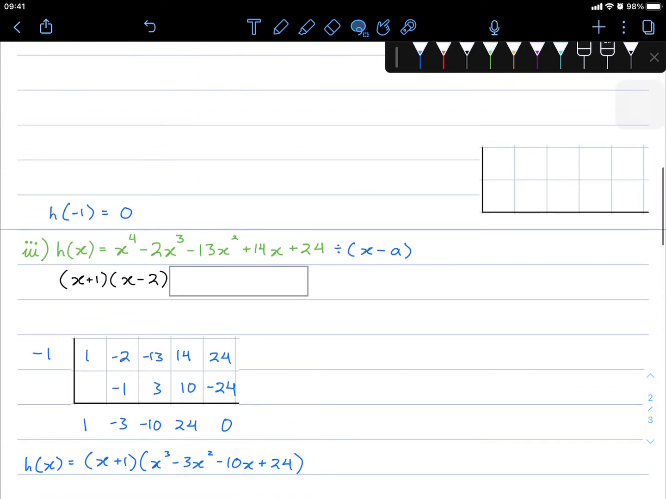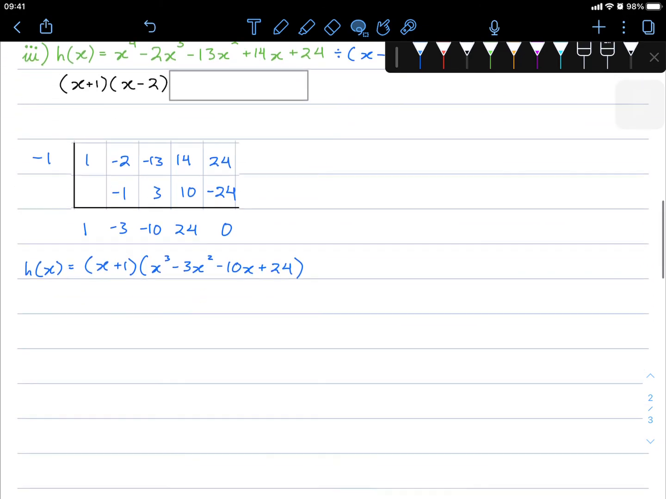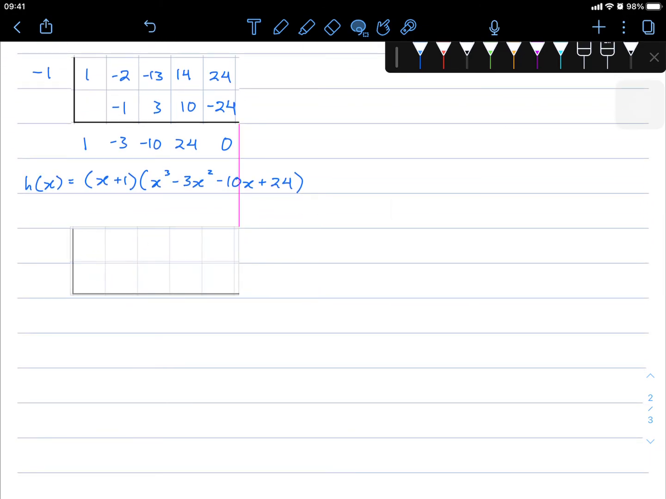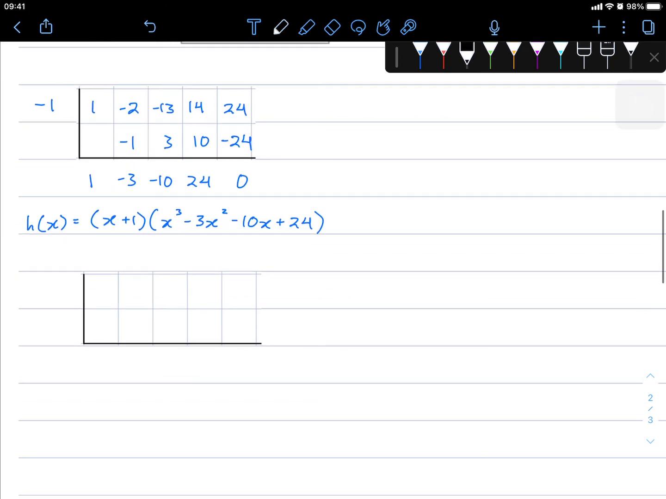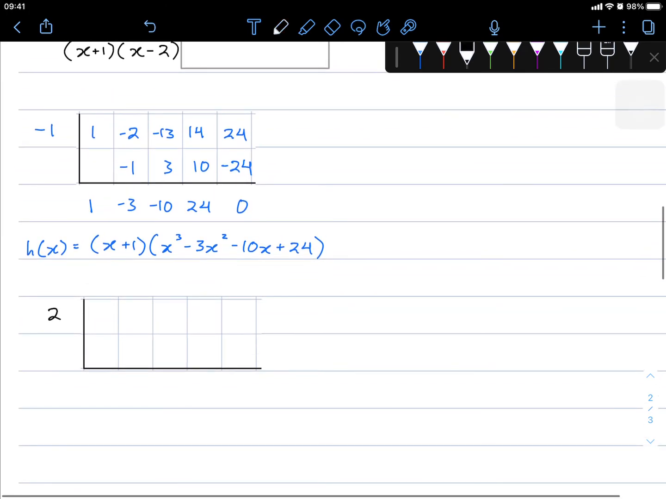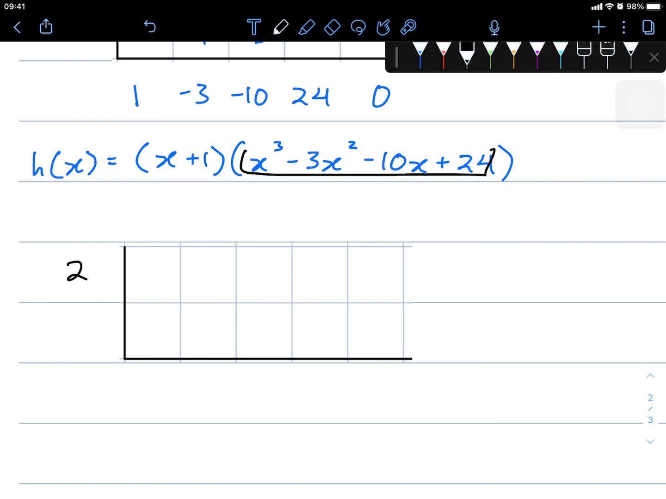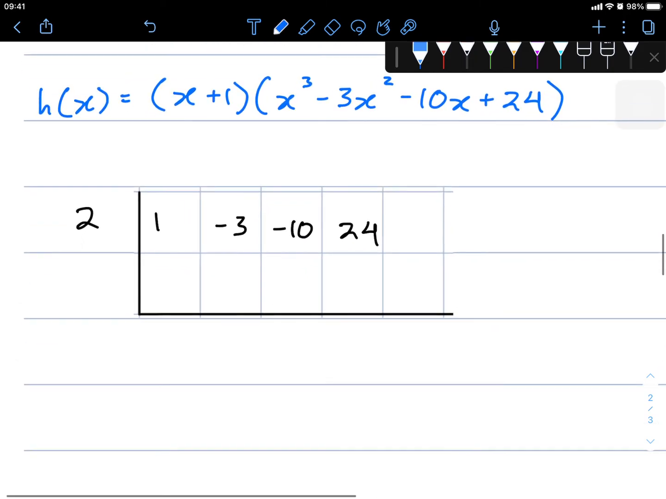So let's grab another one of these division boxes. And let's do another long division with 2 as our divisor. Taking the coefficients of this polynomial. So 1, -3, -10, and 24. Ignoring the first, multiplying, adding, -1, -2, -12, multiplying these two, that'll give us -24, and then adding.